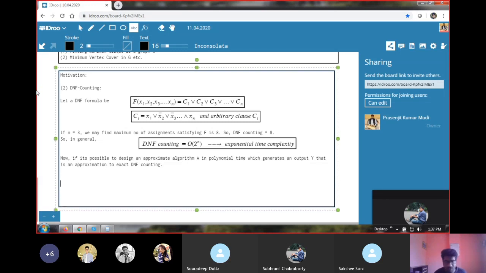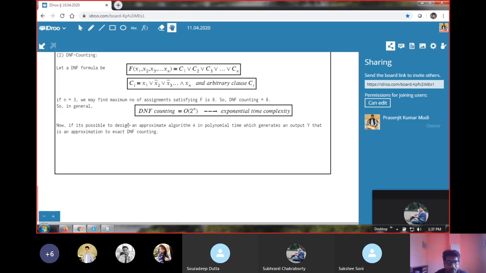So let me complete this thing. We want to wrap up today. So let me complete this example. A mathematician and computer scientist have already designed an approximation algorithm capital A, which can compute an approximate DNF counting. Let's say the output is y. The approximate algorithm A is generating an output y, which is close to DNF counting, and this equation y is guaranteed.